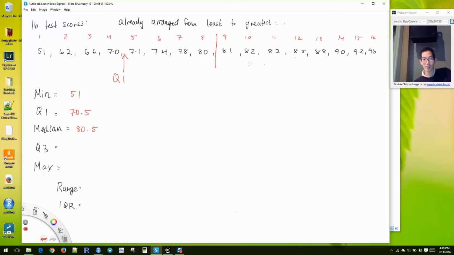And then we do the same thing for the upper half. So between 85 and 88, so what's that? 86.5, I think. Our maximum is 96. Our range would be 96 minus 51, so what's that? 45. And our IQR would be 86.5 minus 70.5. We have an IQR of 16.